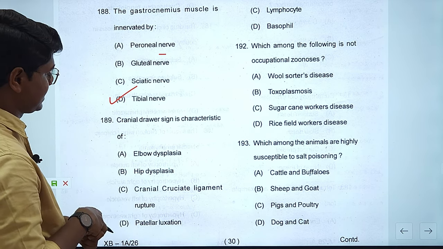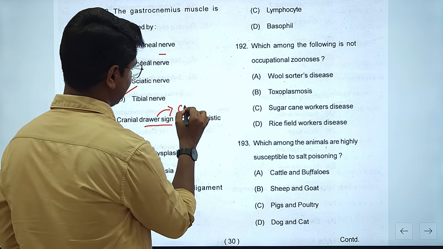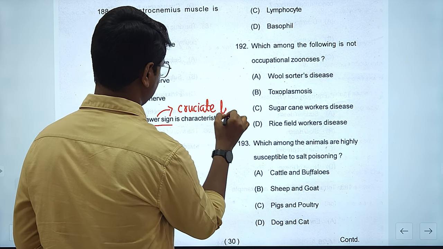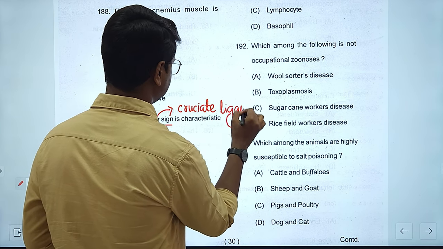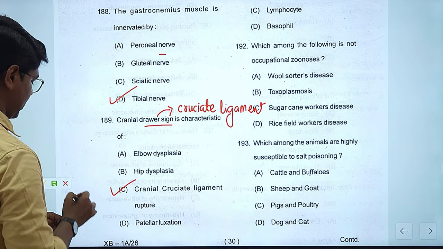Cranial drawer sign is characteristic of cruciate ligament rupture. So cranial drawer sign means cranial cruciate ligament rupture.